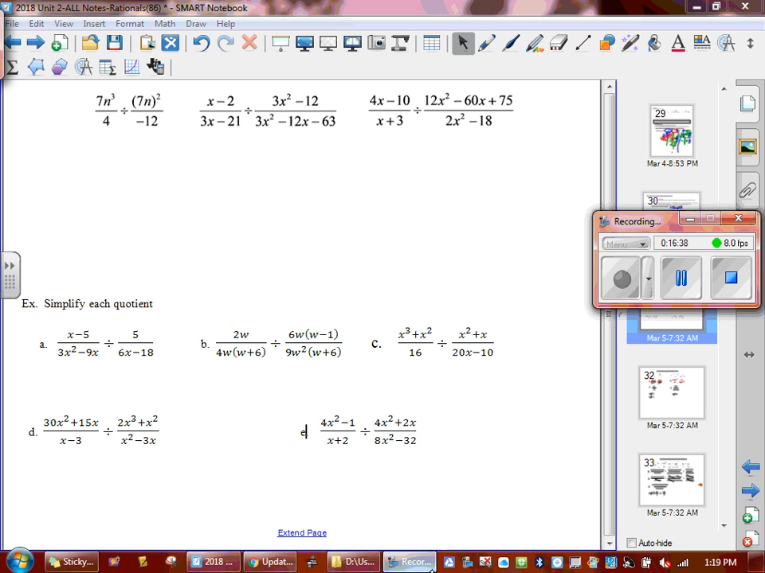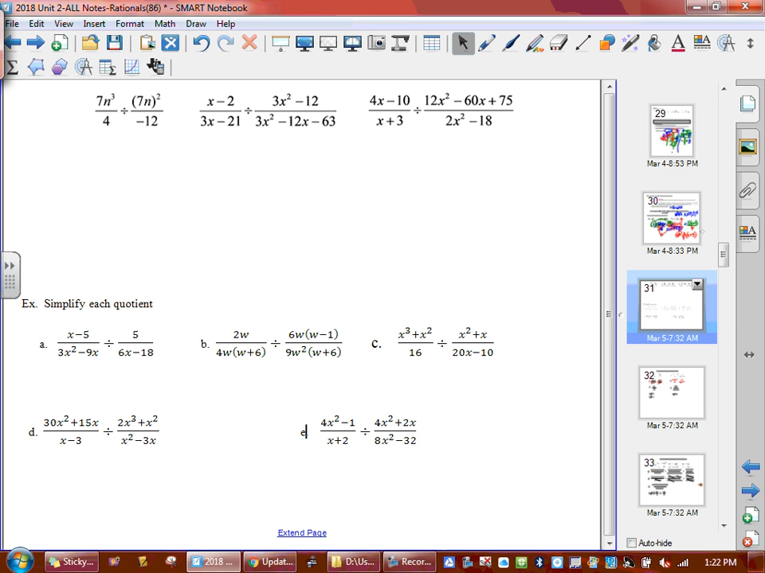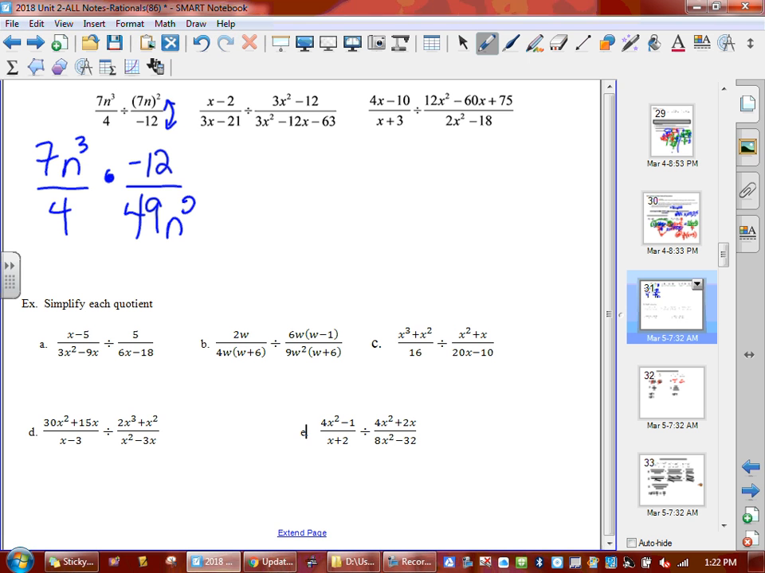We're going to flip this guy right here. We have 7n cubed over 4 times negative 12 over 49n squared. Is everybody okay with me doing 49n squared? You know where that comes from? Good? That's what this 2 means. We have 2 of those brackets. All right. So what's our non-permissible? What can't n be? 0. Good. So n cannot equal 0.